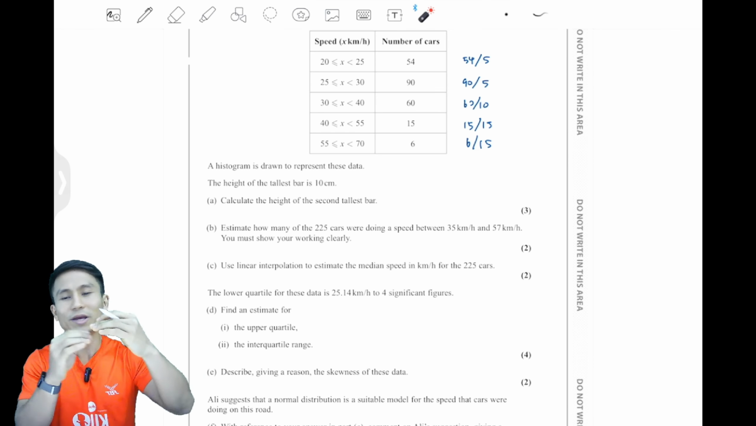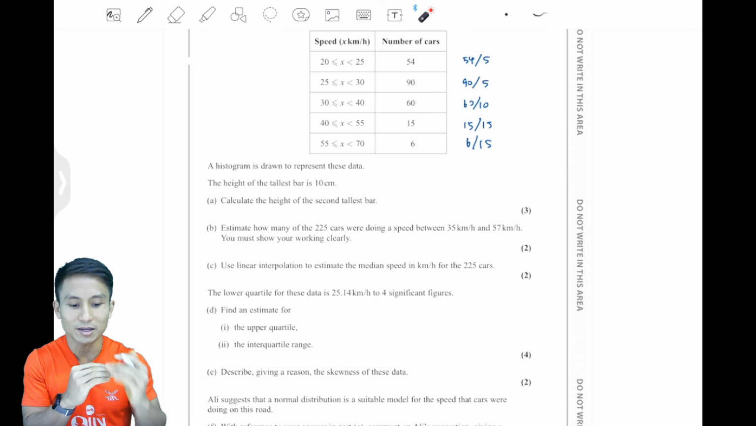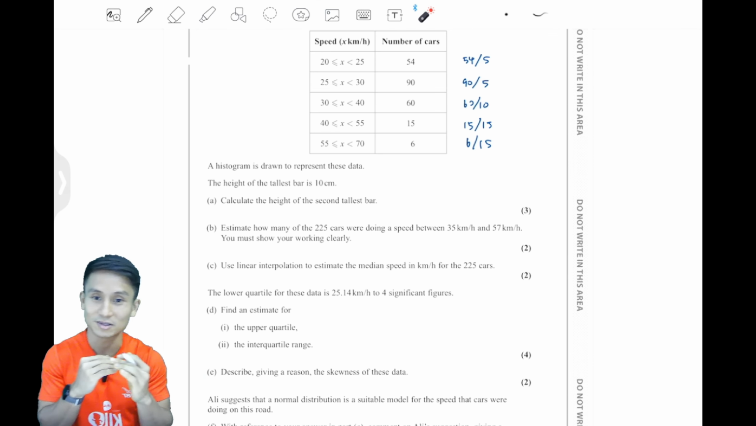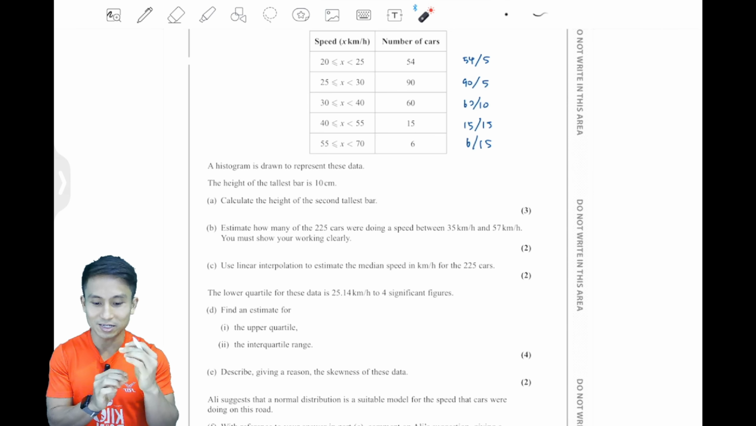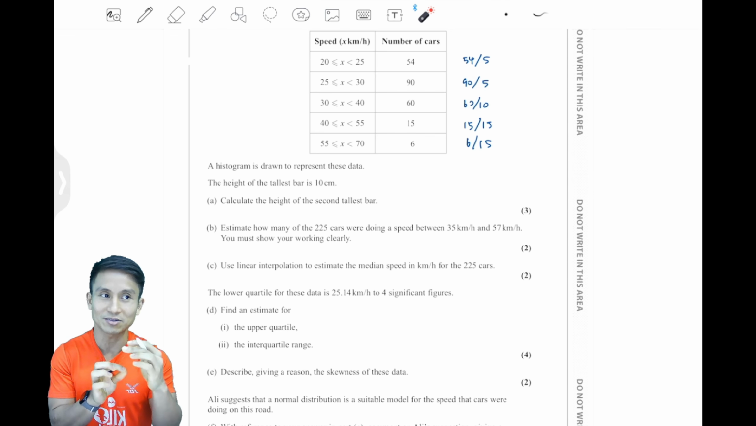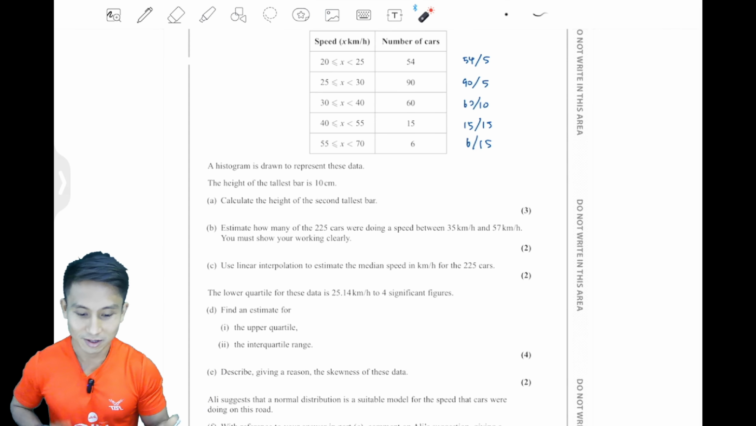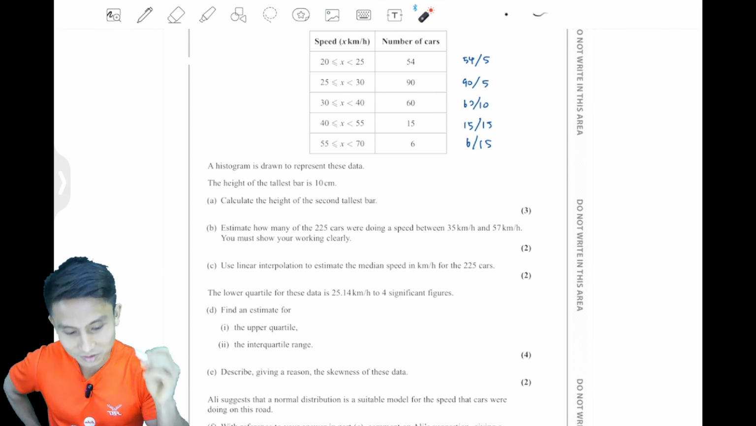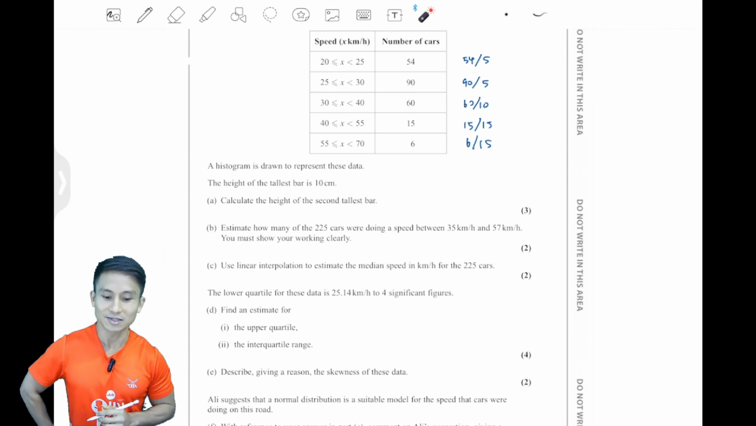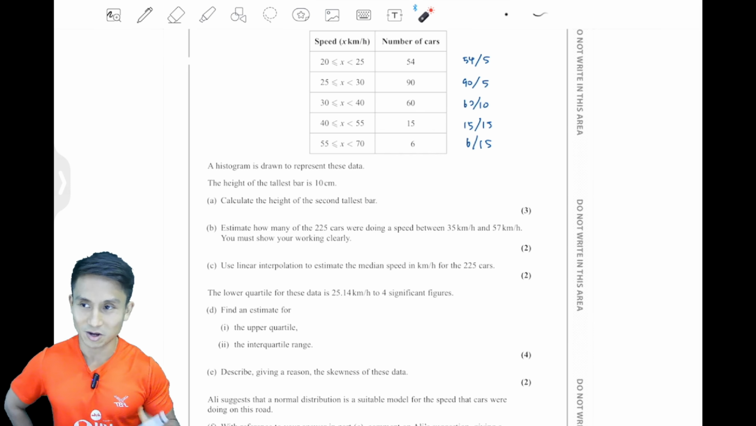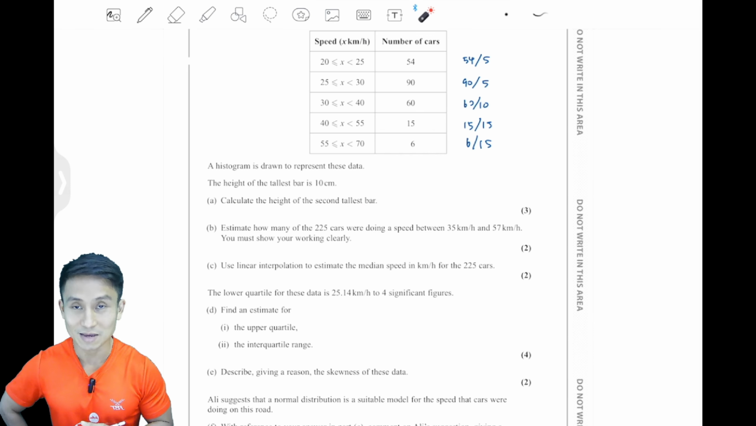It's like you are drawing the graph, but you don't want to draw 18 centimeters. So you just go, okay, I'm going to make this 10 centimeters. So the scale factor is just 1.8 when you draw the bars. For the second tallest, you just pick the second highest frequency density and calculate the actual height using the same scale factor.